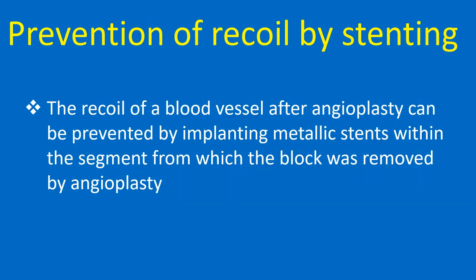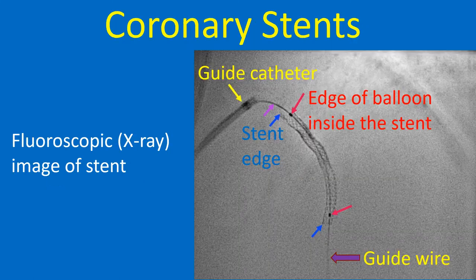What is done to prevent recoil of the vessel after angioplasty? The recoil of a blood vessel after angioplasty can be prevented by implanting metallic stents within the segment from which the block was removed by angioplasty. Stents are tiny spring-like structures kept in a folded position like a folded umbrella and expanded using a balloon while inside the blood vessel in the desired position.